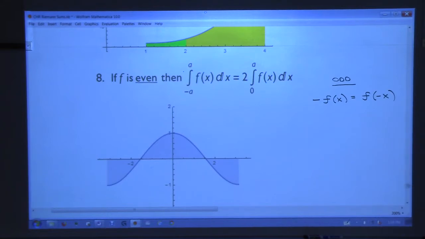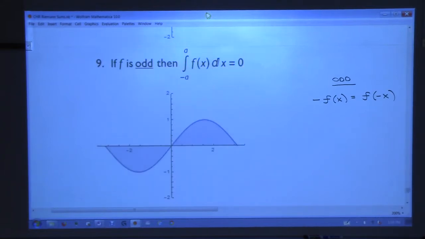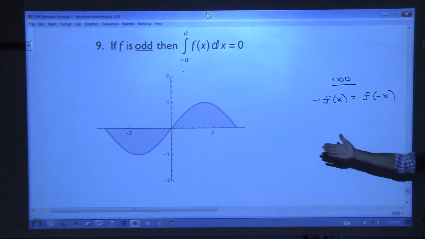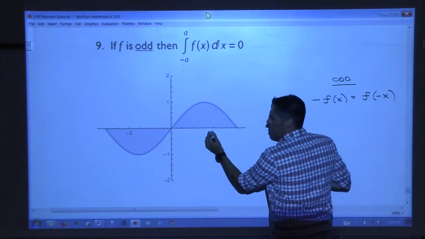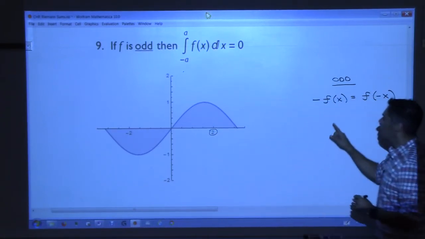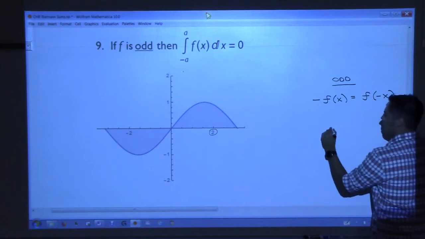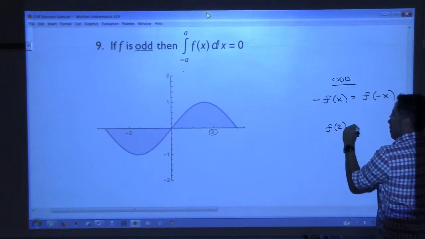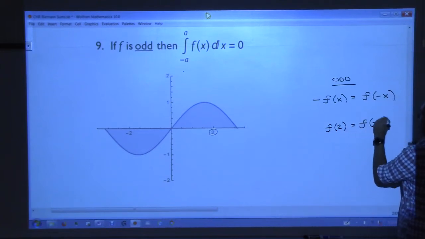So what does that mean visually? Let's take a look. So take a look at this one right here. Let's say I plug in x is 2 here, right? Plug in 2 here. Is that equal to f of negative 2?